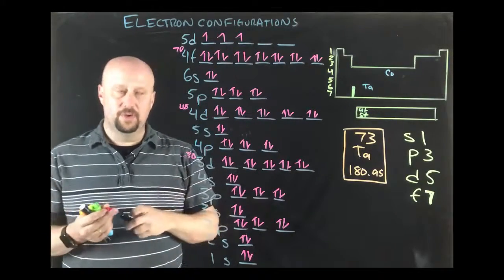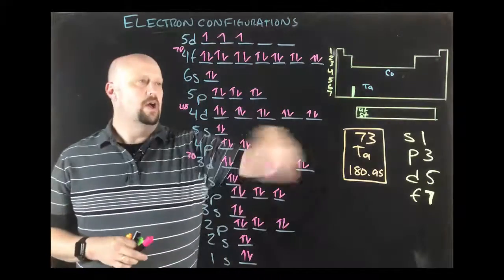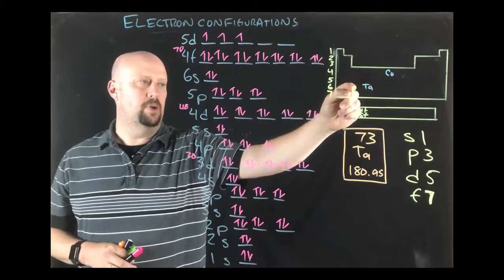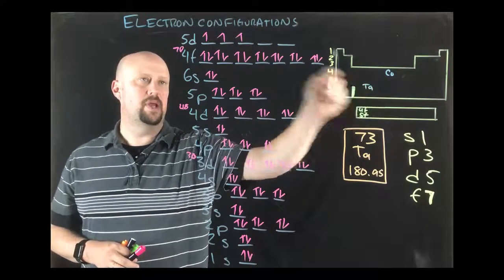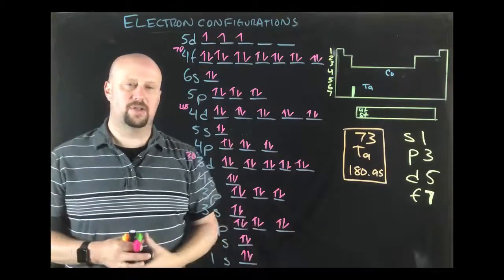Now, if you go over and you look at your periodic table, please do that right now. Pause, grab your periodic table. We're in the 6th row, which means our D block is 5, and we're going to be 1, 2, 3 boxes over. That gives us our tantalum, our correct electron configuration.